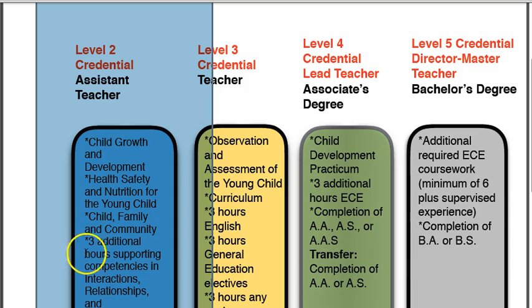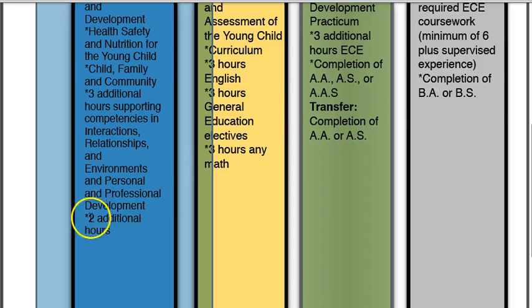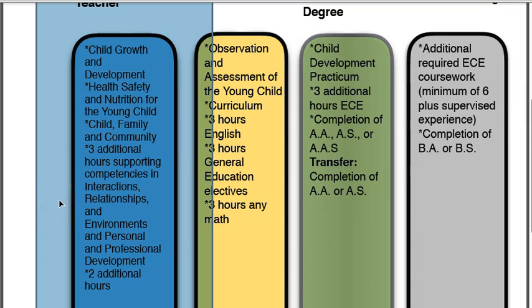There are also 3 additional hours needed to support competencies in interactions, relationships, and environments, and personal and professional development. So you may choose to align courses, you may have competencies that align to those, but this is a suggested pathway that really facilitates not only program design, but coherency for students.